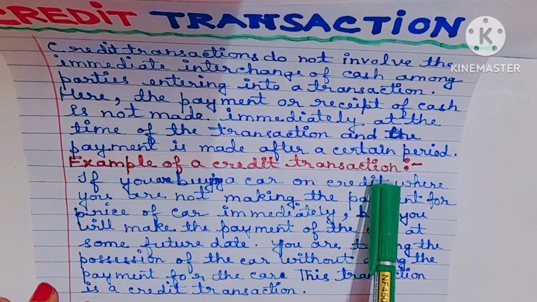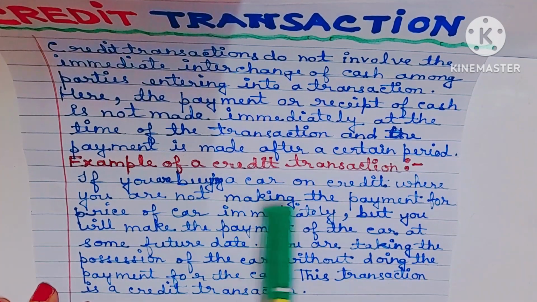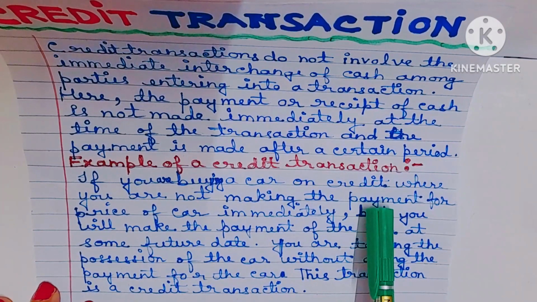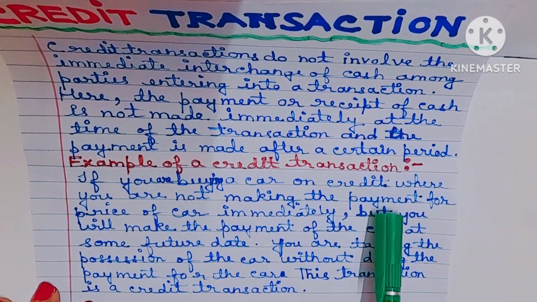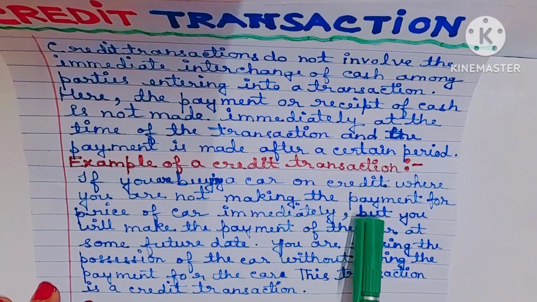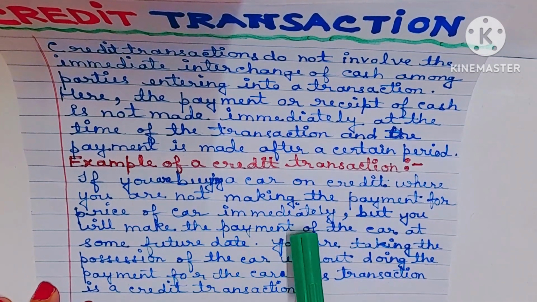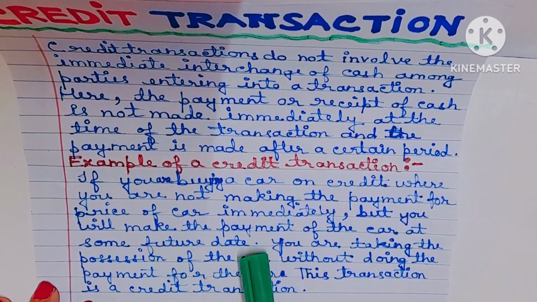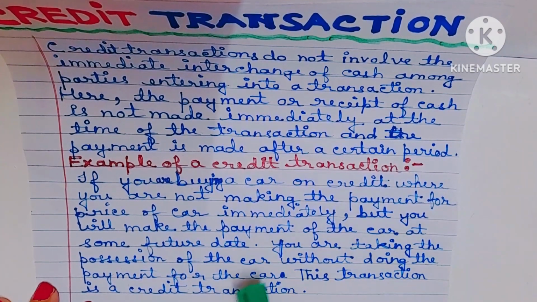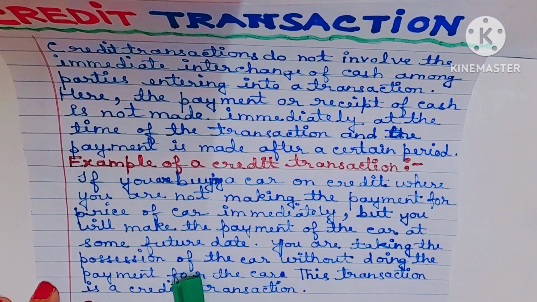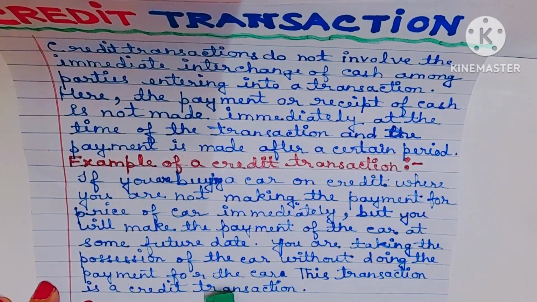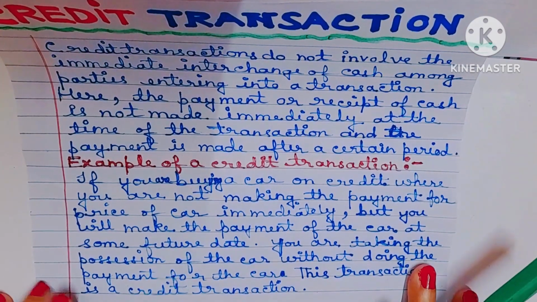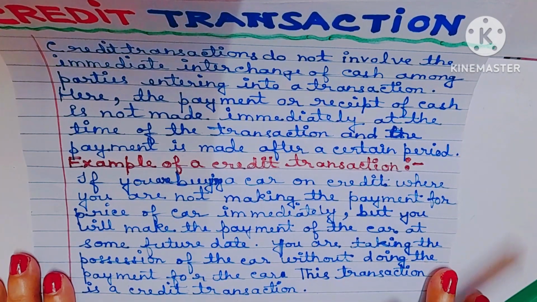Example of a credit transaction. If you are buying a car on credit, credit means udhar or dhare kena, where you are not making the payment for the price of the car immediately, but you will make the payment for the car at some future date. You are taking the possession of the car without doing the payment for the car. This transaction is a credit transaction. I hope you understood.